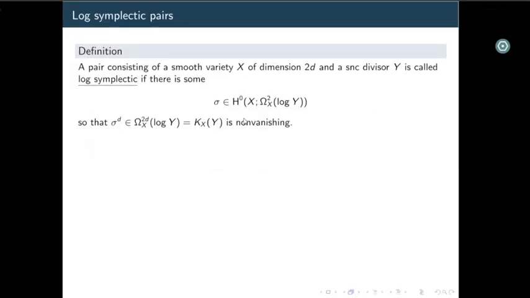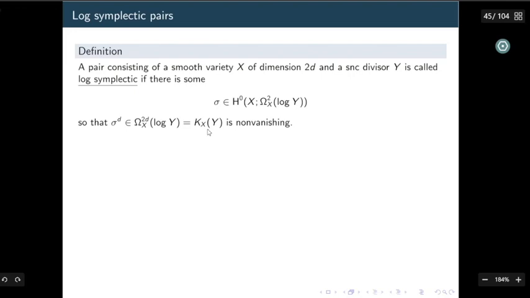Okay, so what do I want to study? The things that I want to study are called log symplectic pairs. So you'll take a variety X, and for me, I'll take a simple normal crossings, or at least normal crossings, divisor Y. So this pair will be called log symplectic if there is some holomorphic log 2-form sigma on X with poles along Y, so that if I take the highest possible power of sigma, this is going to be non-vanishing as a section of the log canonical bundle.